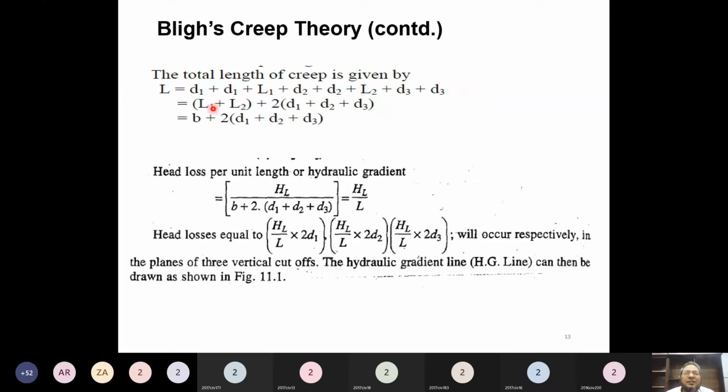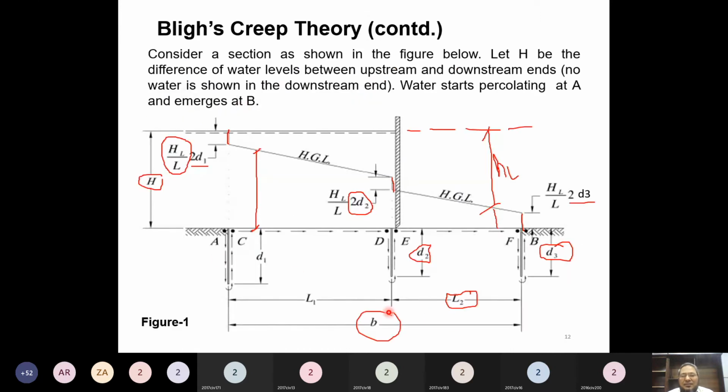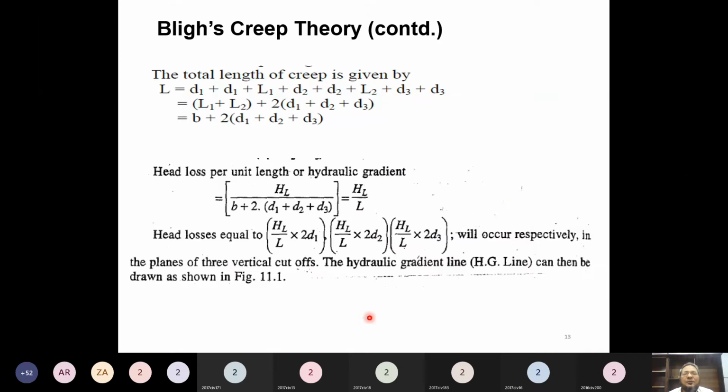How will I write this by simplifying? L1 plus L2 plus twice of D1 plus D2 plus D3. Okay. What is L1 plus L2? This is equal to B, which is the total length of the floor. So B plus twice of D1 plus D2 plus D3. This is the total creep length, according to Bligh theory.